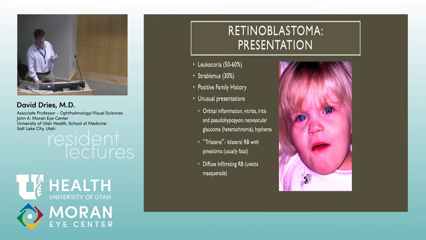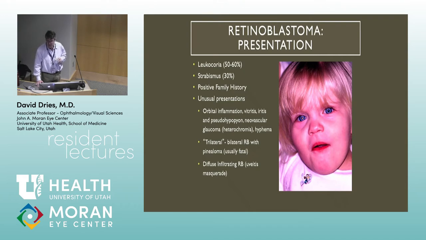And how else does it present? Trilateral? Anyone ever heard of trilateral retinoblastoma? It's bilateral retinoblastoma with a pineal blastoma in the brain. It's horrible. It's fatal. That can happen with heritable retinoblastoma. Finally, something like 35 cases ever reported in the literature of uveitis masquerade called diffuse infiltrating retinoblastoma with a median age of diagnosis of about 5 years.